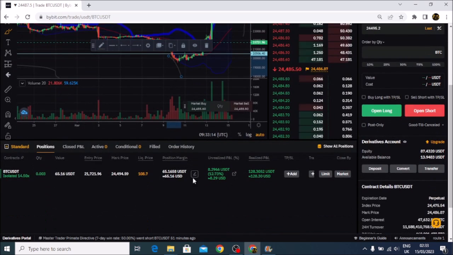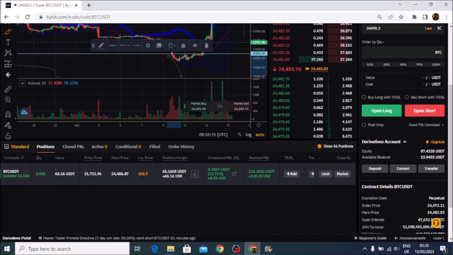Liquidated means that if the price reaches the mark price that the exchange has set, you'll be liquidated.